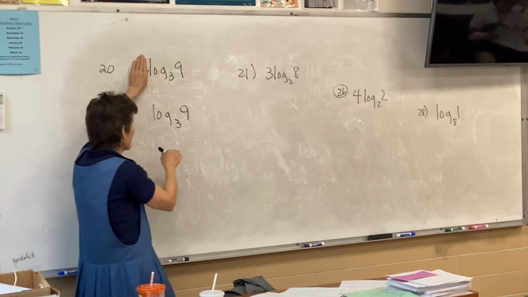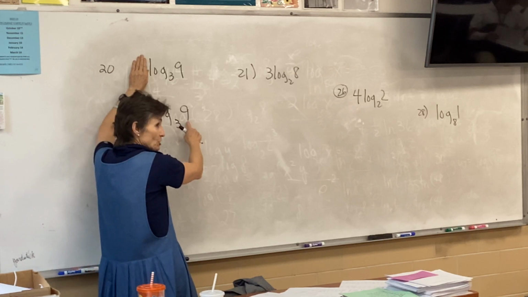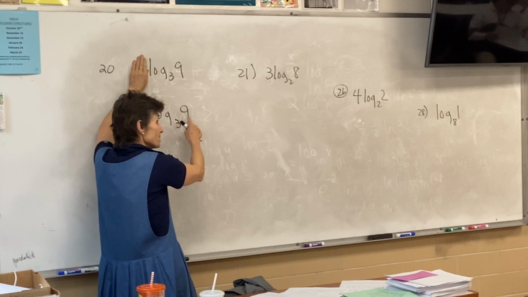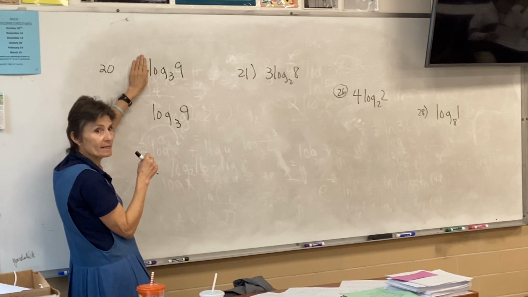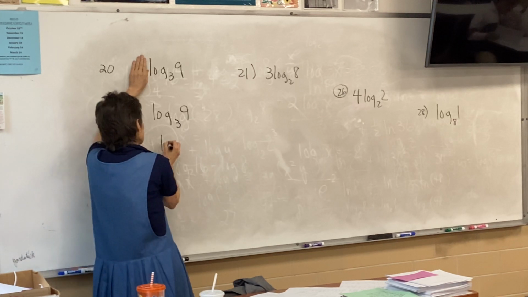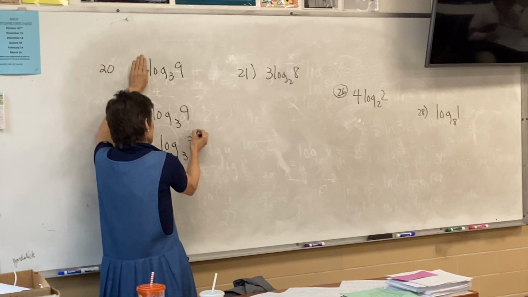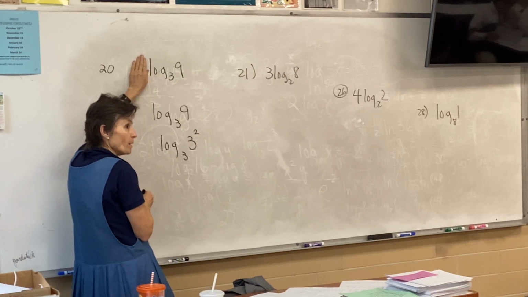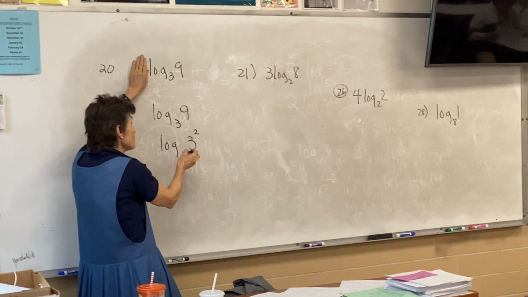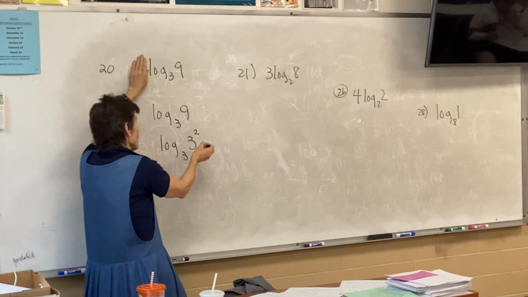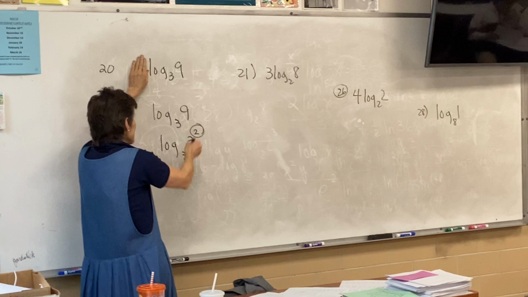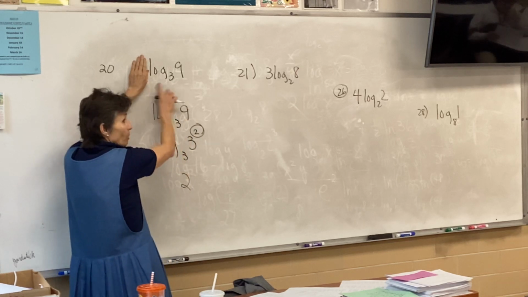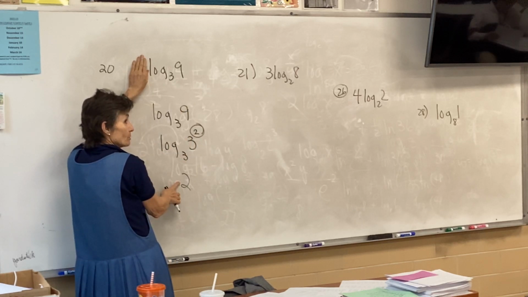Do you remember trying to make these two numbers match? Yep. Okay, they don't match. However, 9 can be turned into a 3 because 9 is 3 squared. So we'll write it as 3 squared. And then as soon as these two match, remember that was the answer? Yep. So the answer to this part of the problem right here is 2.